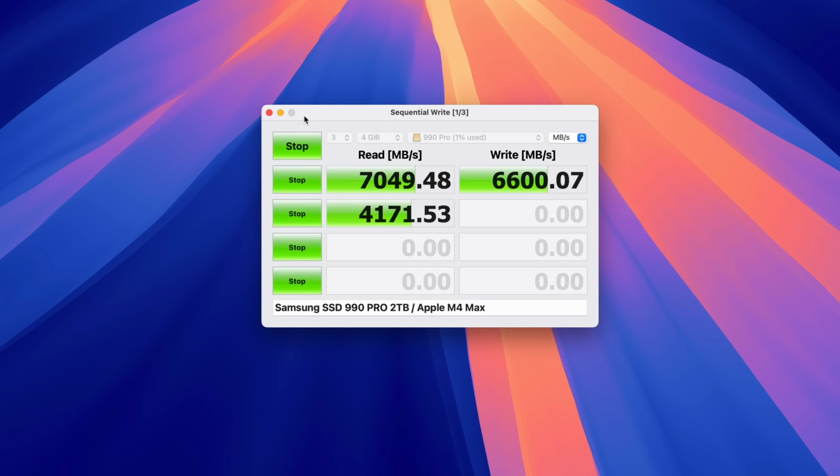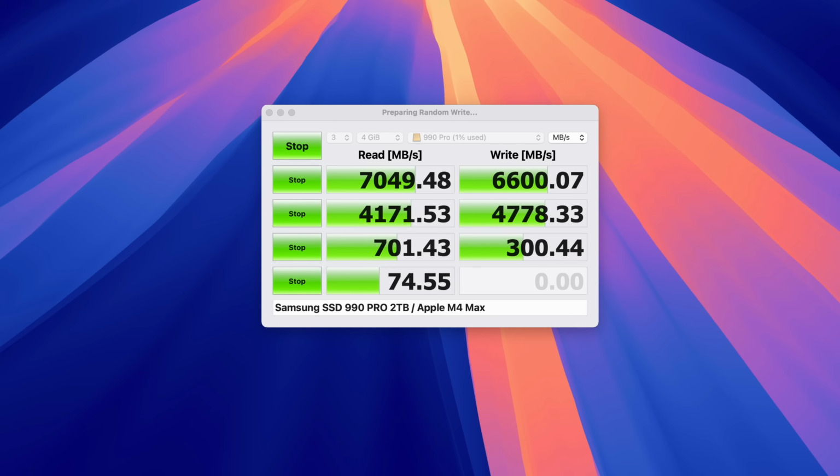And if we move over to Amorphous Disk Mark, we can see that we're getting even faster, 7,000 megabytes per second read and 6,600 megabytes per second for write. I mean, that is astonishing. And then we get 701 random read and 300 megabytes per second random write. I mean, these speeds are crazy. This is by far the fastest external drive I've seen.